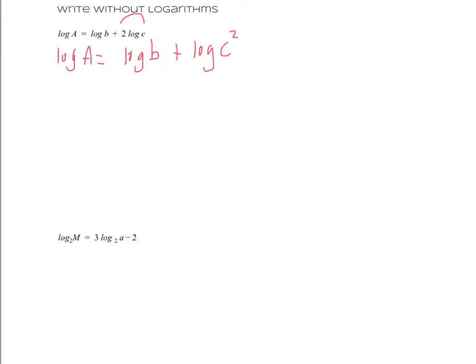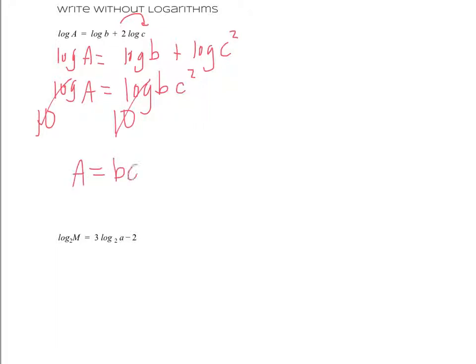So I'm going to move that back to the exponent. I have addition, so that means I'm allowed to multiply these to get log of bc squared. And I know to get rid of log, I have to do a base 10. This cancels, and I end up with a is equal to bc squared.